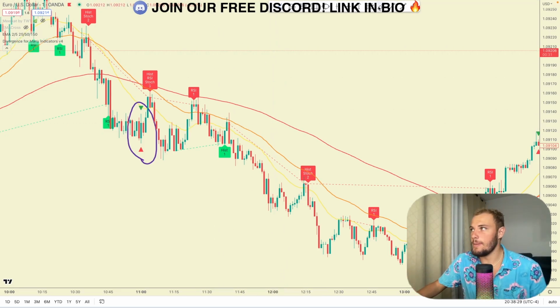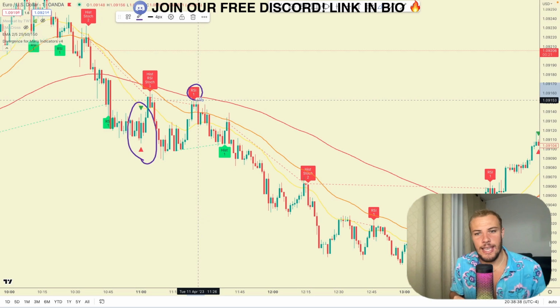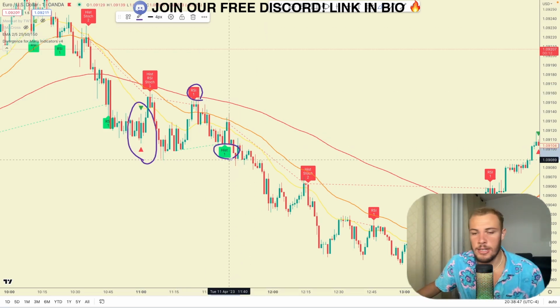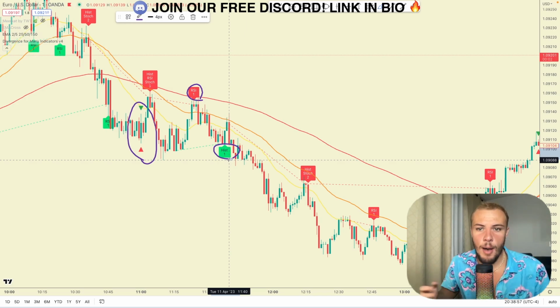Essentially, to keep it very simple, if we see a red RSI, that is indicating a bearish divergence, meaning that it's likely that the downtrend is going to continue. If we see a green indicator, that means a bullish divergence has emerged, and it's likely that price is going to continue upwards.